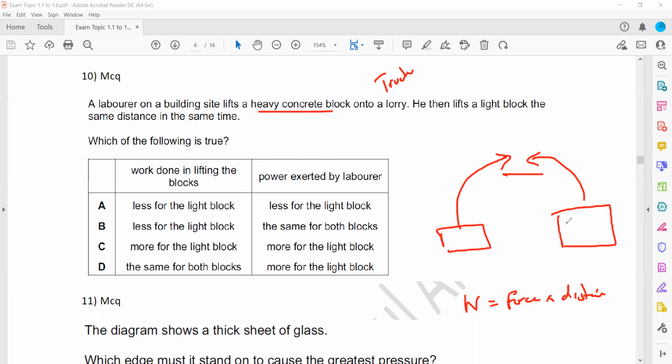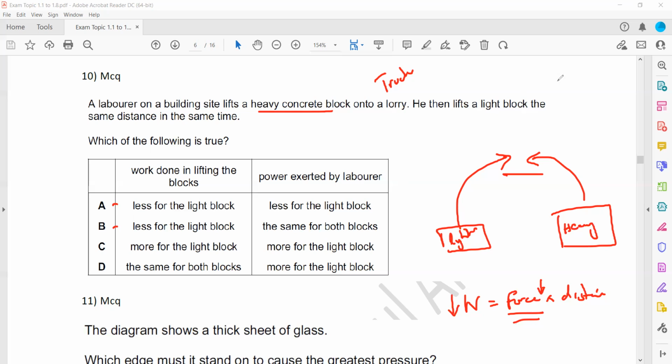First he was lifting a heavy block, but now he is lifting a lighter block. To lift a heavy block, he has to apply more force, so more work is done. But now he is lifting a lighter block, so the force he applies is small. As a result, when the small force is applied, the work done will also decrease. So work done in lifting a block will be less for the lighter one. So either A or B can be the answer.